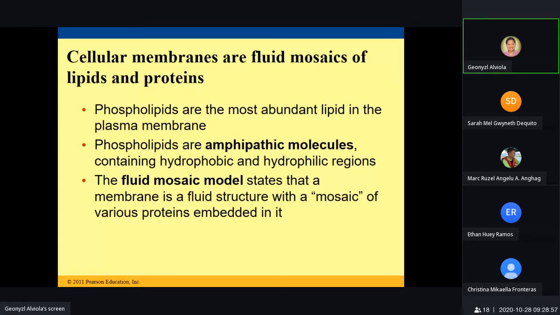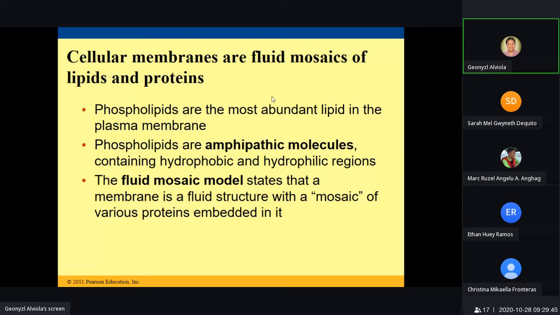So, cellular membranes are fluid mosaic of lipids and proteins as described by most scientists. So, phospholipids are the most abundant lipid in the plasma membrane. And phospholipids in the plasma membrane are a bilayer. So, they are amphipathic molecules containing hydrophobic and hydrophilic regions.